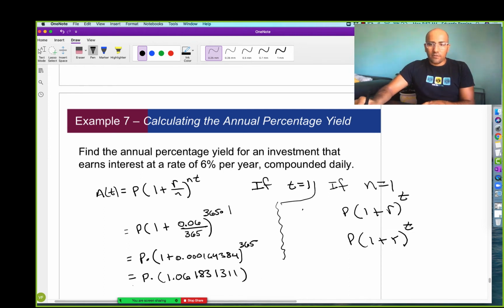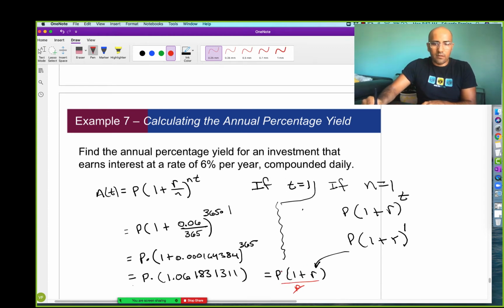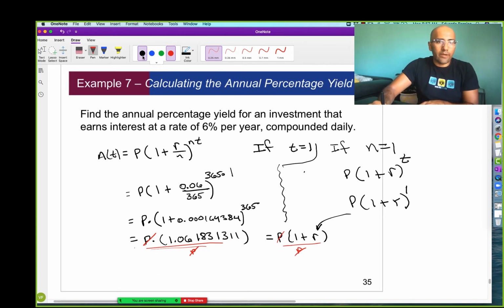Okay, so we match these up. So t is equal to 1, since we're just letting t equal 1 year to compare these two. That's just a 1. So when we set these two things equal to each other and solve for r, this is going to be P times 1 plus r. Then we divide both sides by P. Both of the P's cancel, and we're just left with this 1.06183.